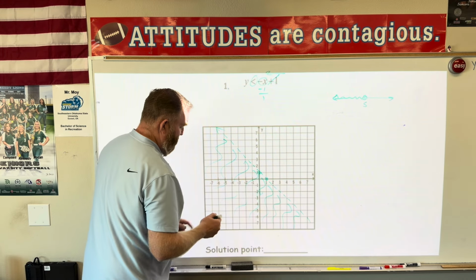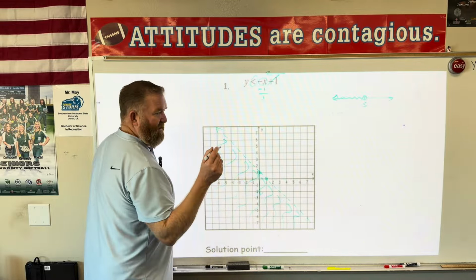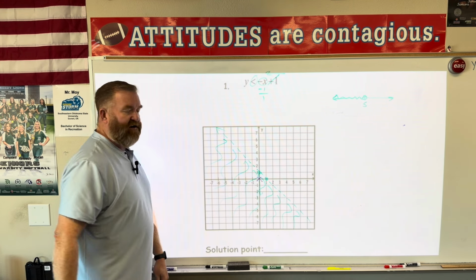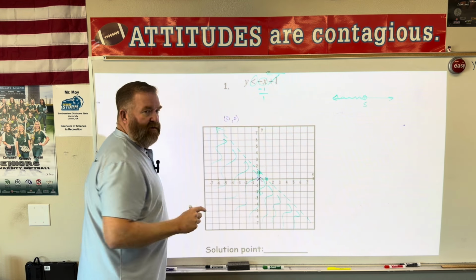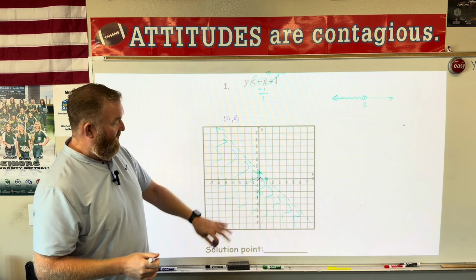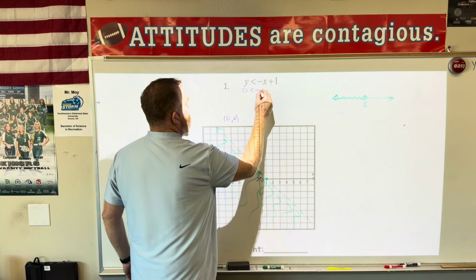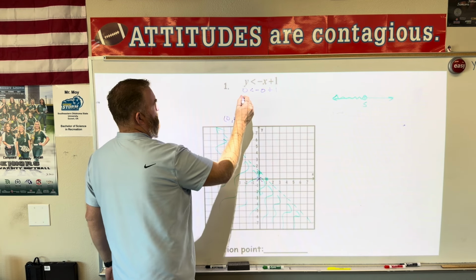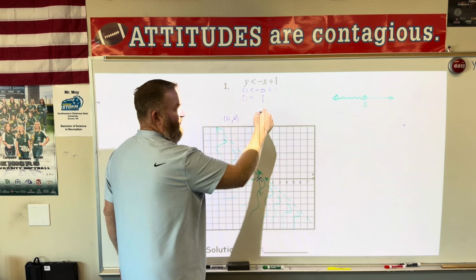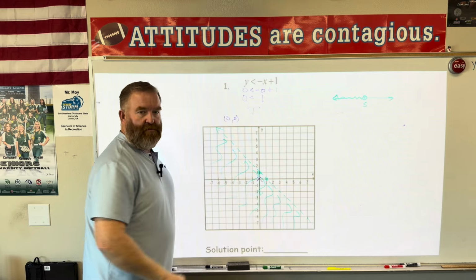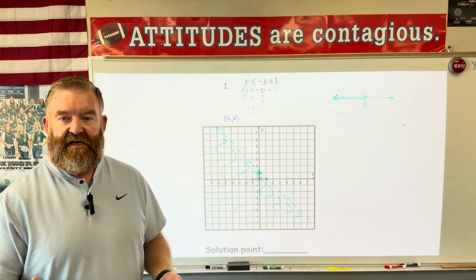So now let me show you one point just to prove this to you. One point that is very obvious is 0, 0. Would you say 0, 0 is in the shaded area? Yes. So I'm going to plug in 0, 0 just to show you that it does work. Anything in this area should work. 0 is less than negative 0 plus 1, right? What's 0 plus 1? Is 0 less than 1? True. It's in the shaded area. It works.